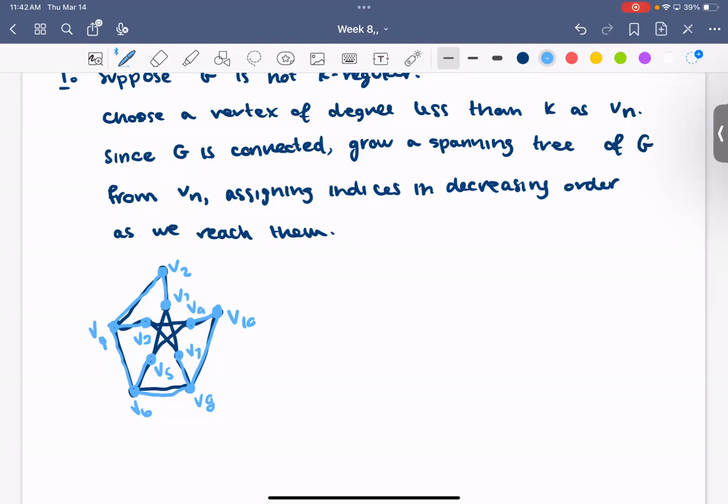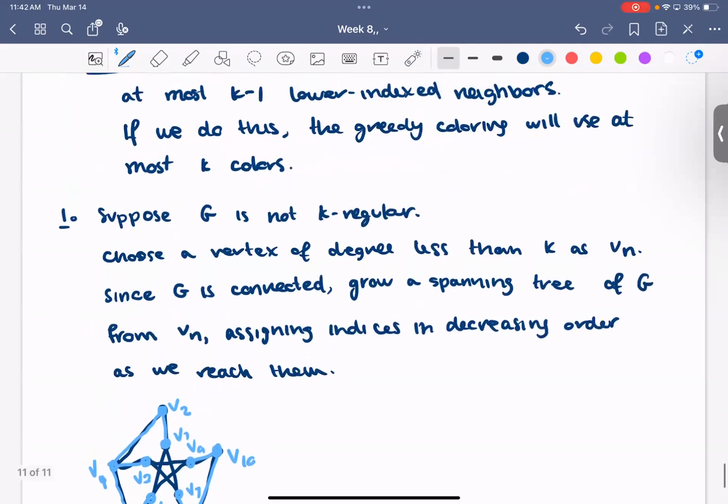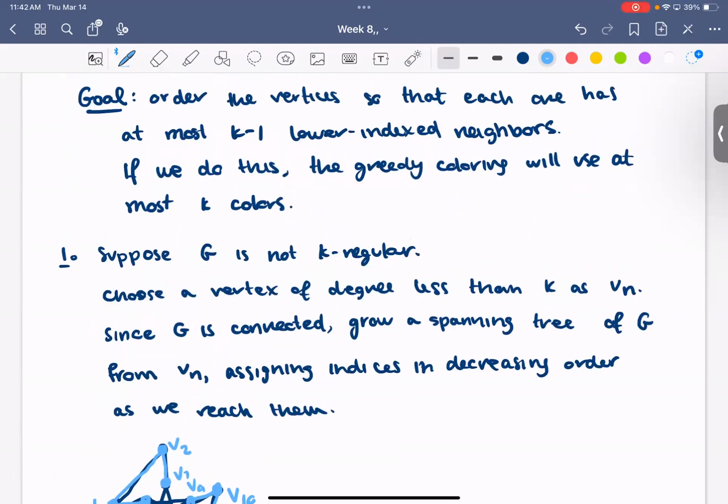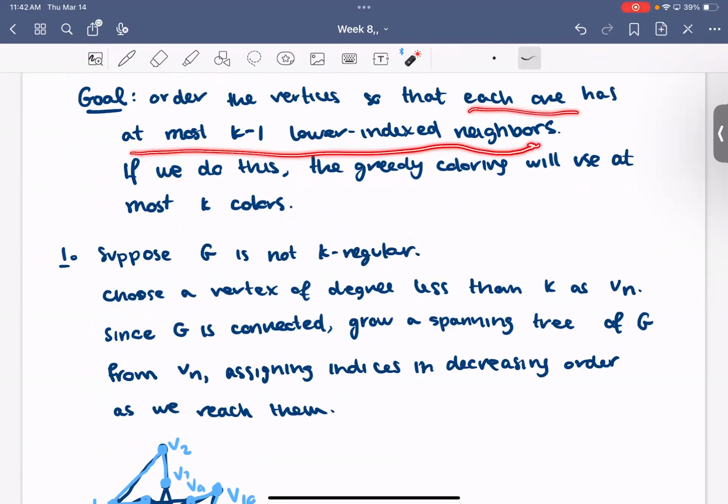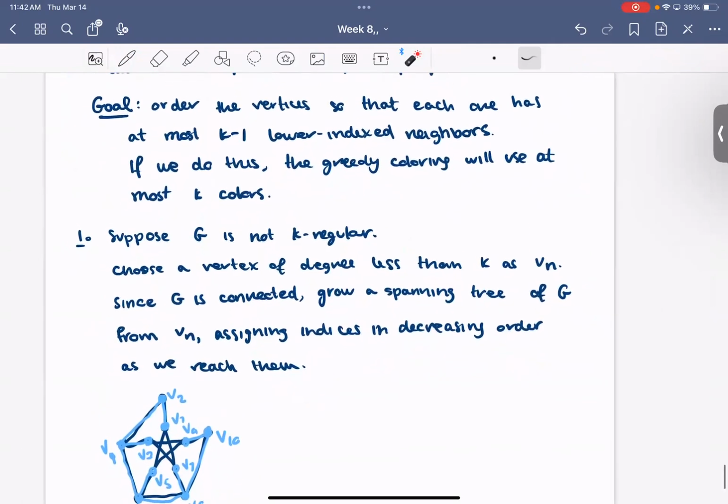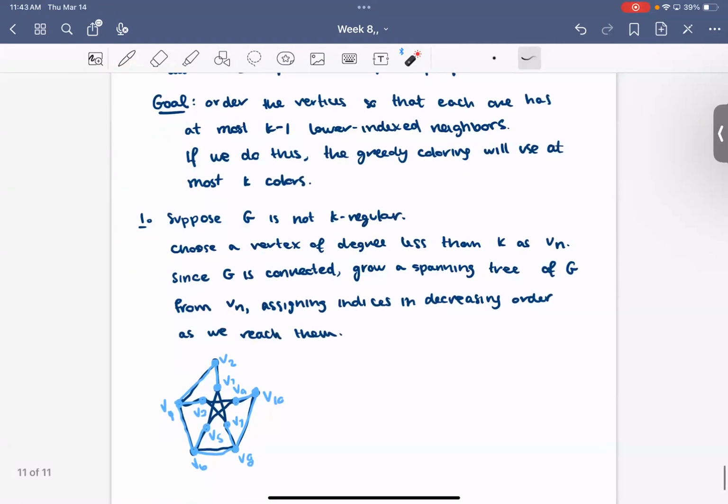Why does this vertex ordering achieve our goal? Why does this vertex ordering have the property that each vertex has at most k minus 1 lower index neighbors? Oh no, wait, higher index neighbors, actually. Let me think about that again. I was going to talk about higher index neighbors. So what do you know about the higher index neighbors?